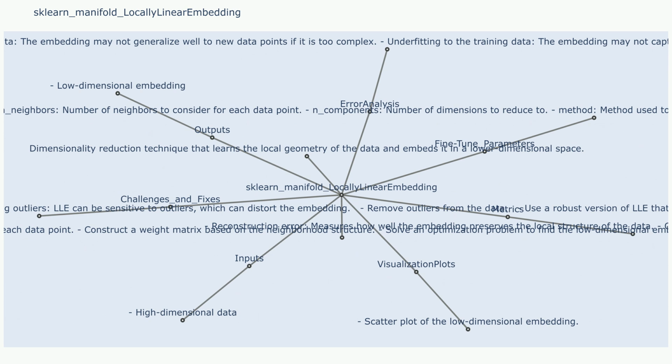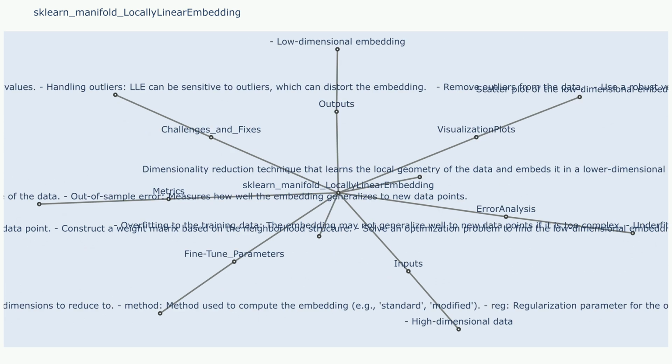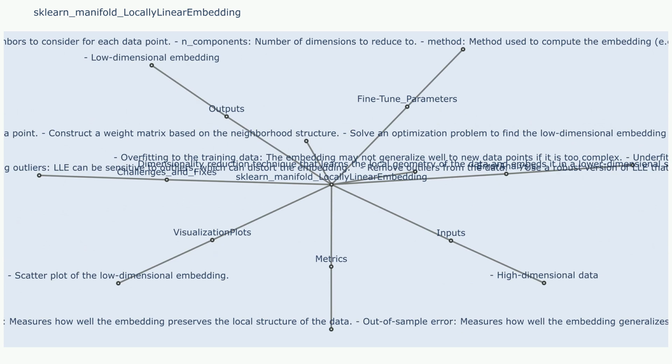Metrics: reconstruction error measures the average deviation of the original data from the reconstructed data in the lower dimensional space. A lower error indicates a better embedding. Neighborhood preservation measures how well the local neighborhood relationships are preserved in the lower dimensional space. This can be assessed using metrics like the preservation of distances between neighboring points.